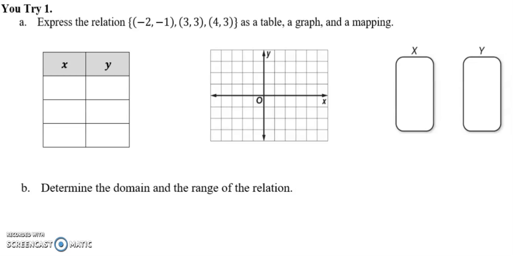Now we have a you try problem. You try. Make the table, make the graph, make the mapping, state the domain and the range.